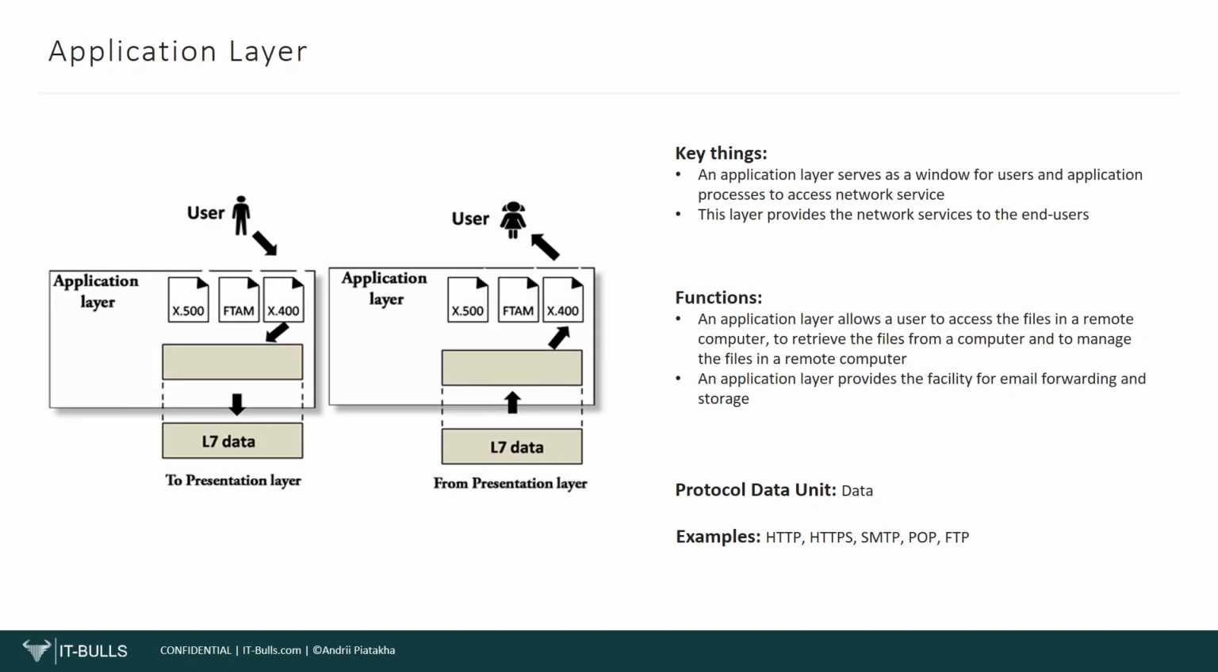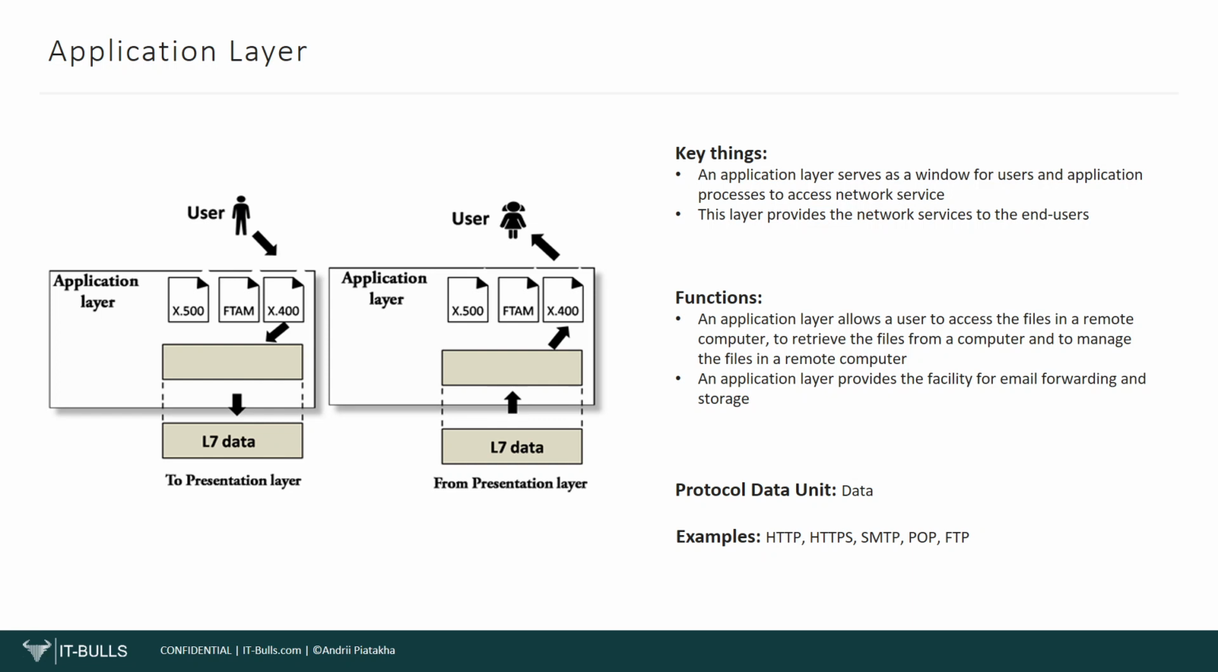And the last but not the least layer that we are going to learn today is the application layer. An application layer serves as a window for users and application processes to access network service. This layer provides the network services to the end users. There are the following functions of the application layer.